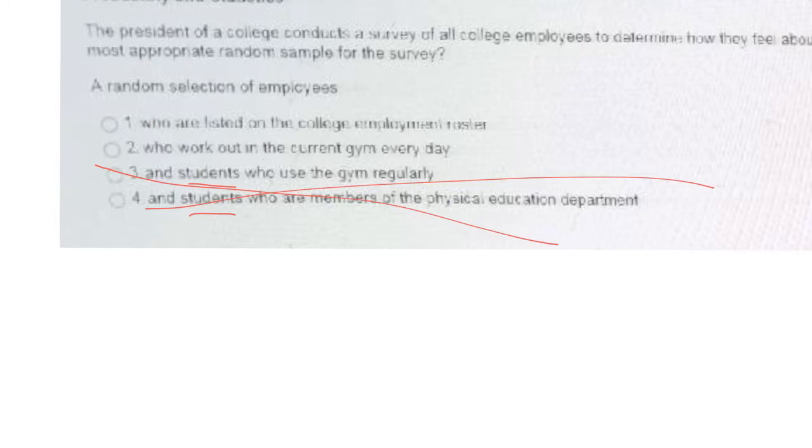Looking at answer choice 1 and 2 again, who are listed in the college employment roster, who work out in the current gym every day. All right, so the answer is this one. And before I get into why, we're going to take a look at why this one is not the answer. The reason this is not the answer is because that's kind of a weird thing to do, like to pick the college employees who work out in the current gym every day. These people are going to be super biased, all right?